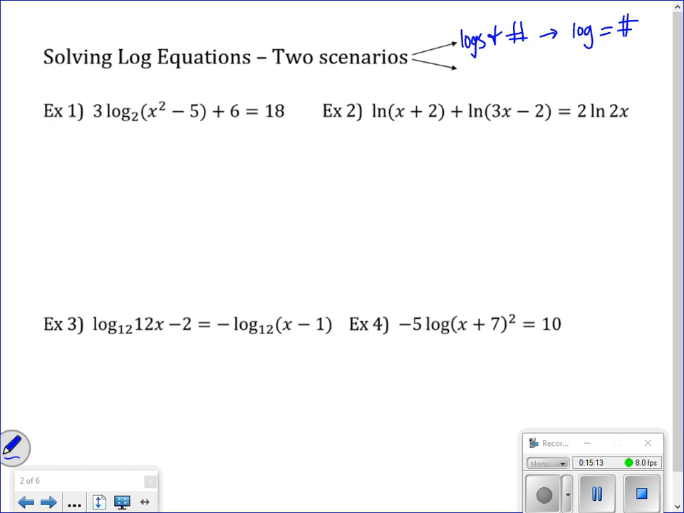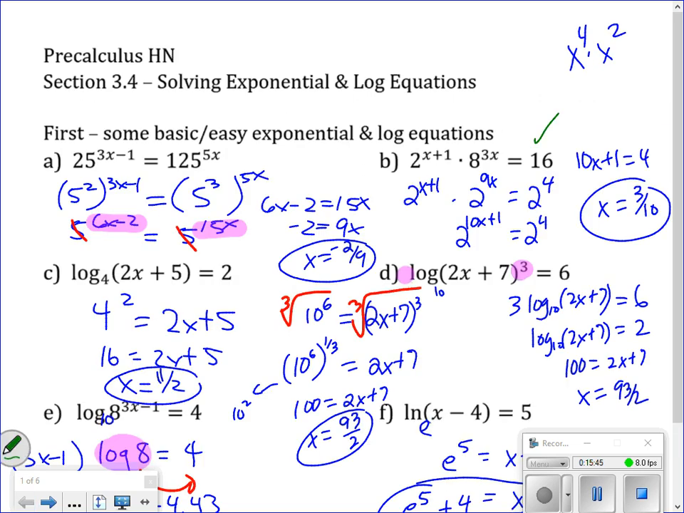Okay. The other situation you're going to have is like example 2, when you have logs everywhere. So you have all logs. Everything's a log. So then we are going to just condense what we can, and we're going to drop the log. So after we condense it, then we'll have a log equal to a log, and then we're just going to drop the word log and solve whatever was left. Kind of like on the last page when I had something like this. Once I got it to here, I dropped the 2 and just solved the other part.